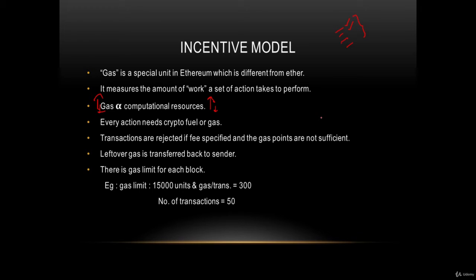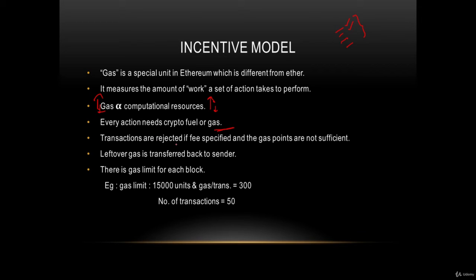So why is it measured in gas and why not in ethers? The main problem is that ether is a unit whose value can change on a daily basis. But for the computational power we need a computational fee which remains somewhat static. So that's why we have given a new unit known as gas, which is not dependent on any kind of daily change, unlike ether.